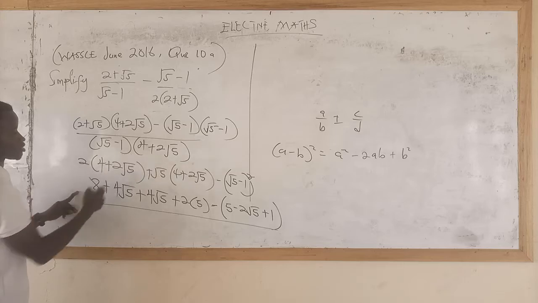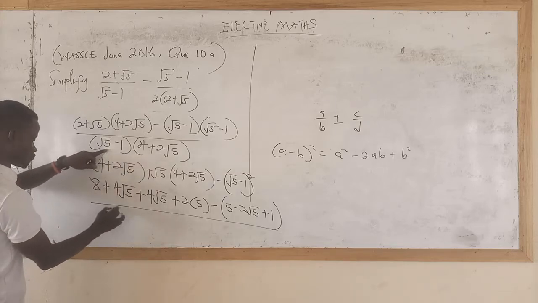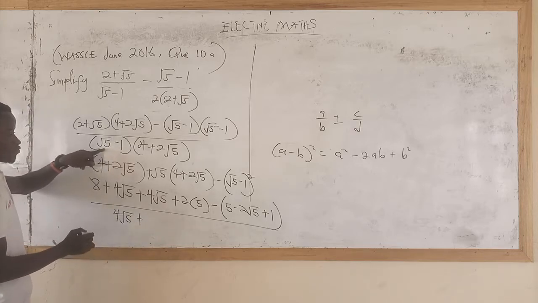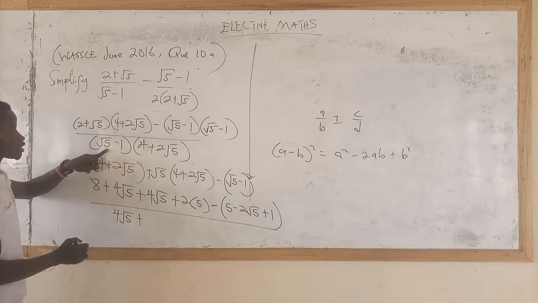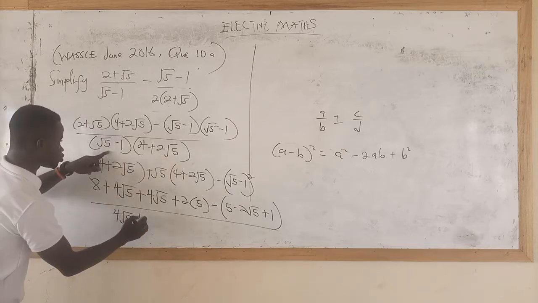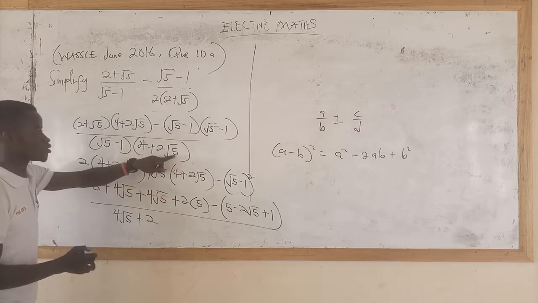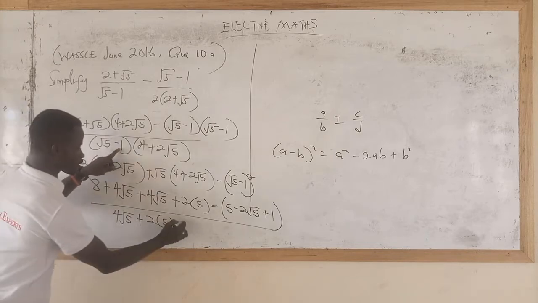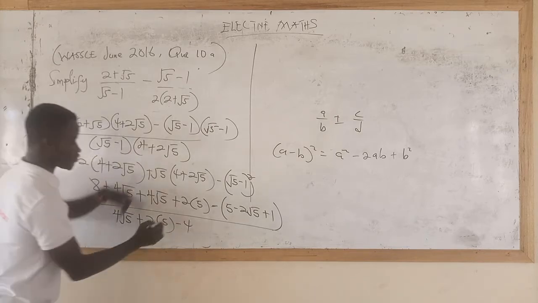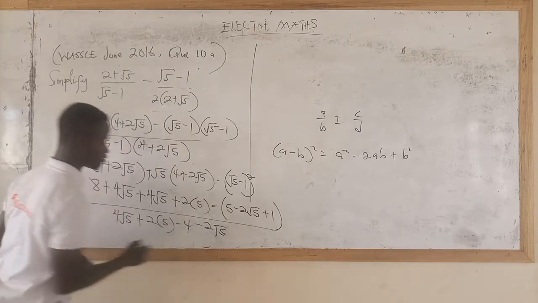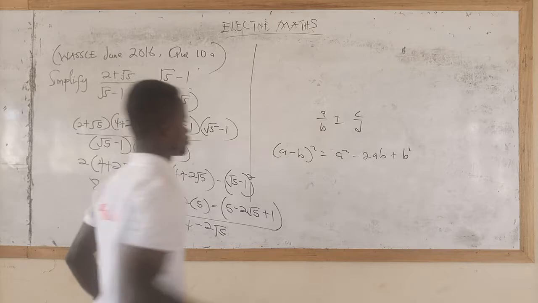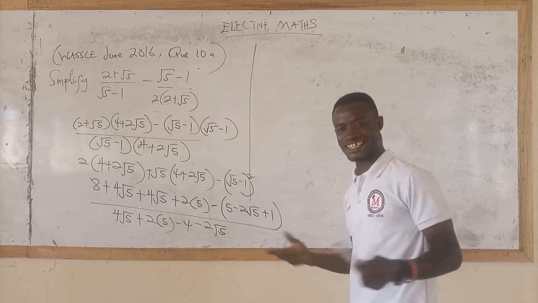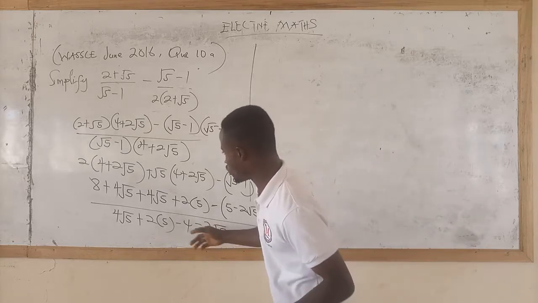This times this, you get 4 square root of 5. The same square root of 5 going to multiply this. So you get 2 square root of 5, square root of 5, same as the inside. So you get something like this. This times this, you get negative 4. This times that, you get negative 2 square root of 5. Right. It's just simple.